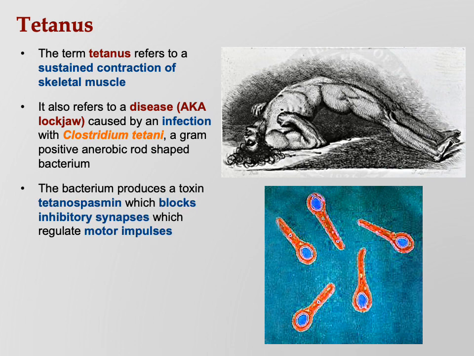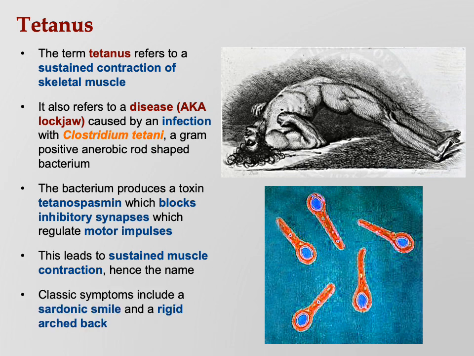But when you get the disease tetanus, the bacterium Clostridium tetani produces tetanospasmin, which blocks inhibitory synapses which regulate motor impulses. So what happens is it leads to sustained muscle contraction, hence the name. And the classic symptoms include what's called the sardonic smile and a rigid arched back. So you see in the bottom right those little tennis rackets. Those are individual Clostridium tetani.